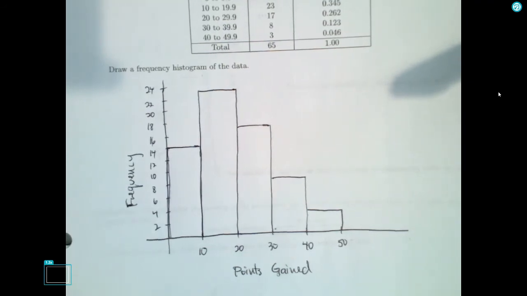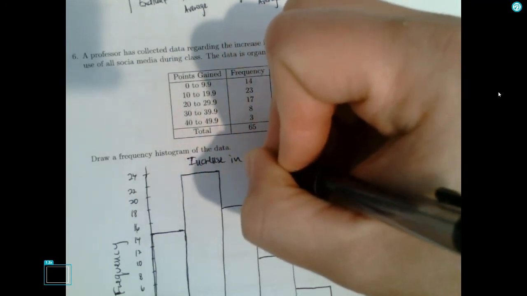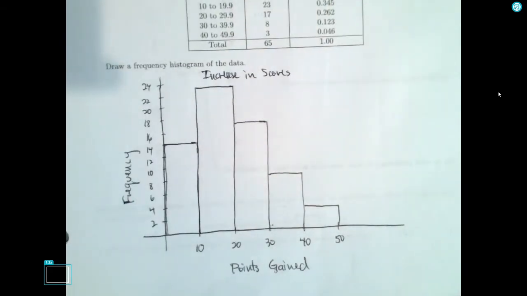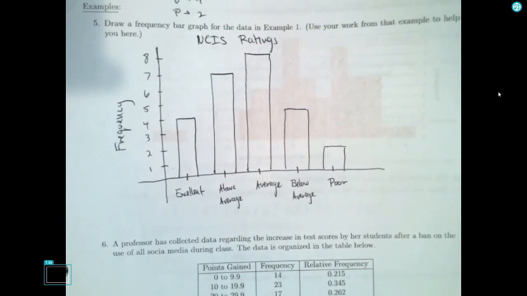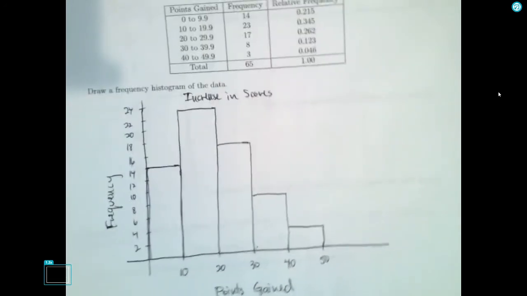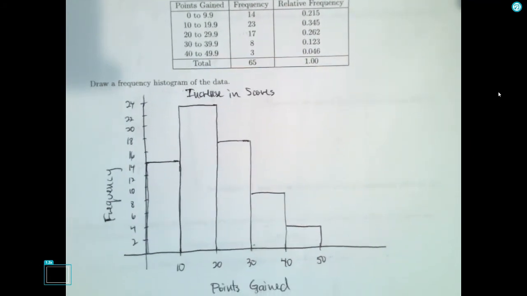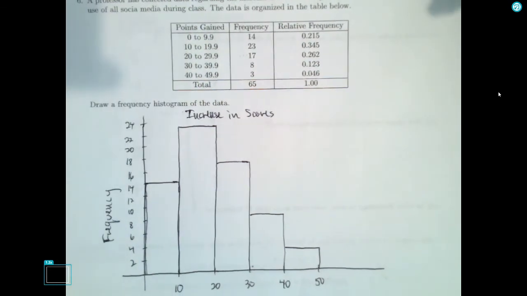Again, I could give this a title. We could call this increase in scores, or something like that, if we wanted to give it a title. But that's what that histogram would look like. Okay. So again, bar chart there, because the data was qualitative, right? The data were ratings, not numbers. Here, histogram, because the data was quantitative, because the data were numbers. Okay.